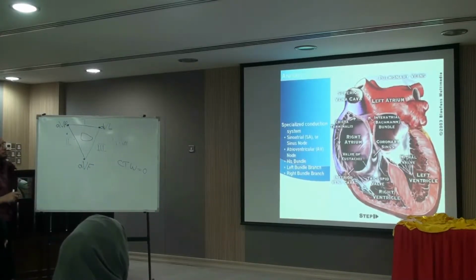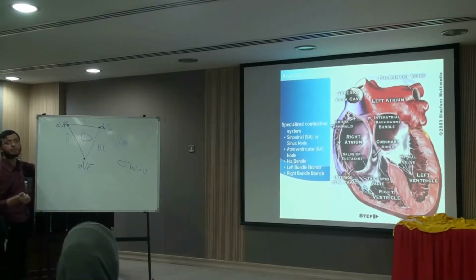We have here, most important is the right atrium. In the right atrium here, we have the opening of the inferior vena cava. The name is Eustachian valve. So how many Eustachian do you have in your body? Yeah, you have 2 Eustachian tubes, excellent, and 1 Eustachian valve.